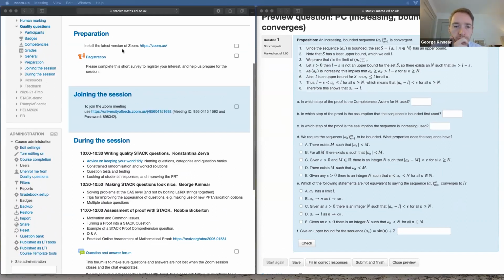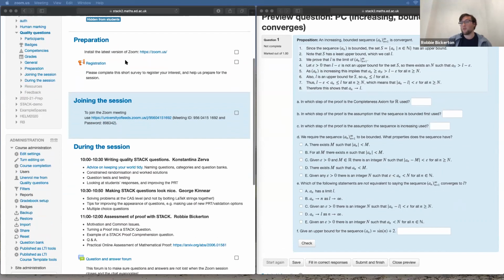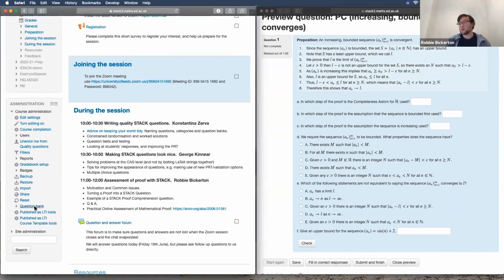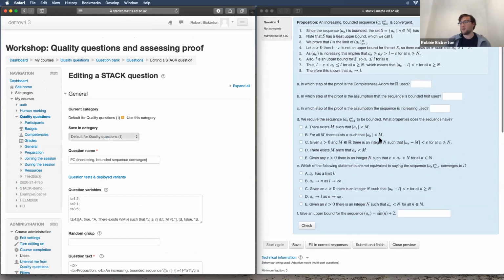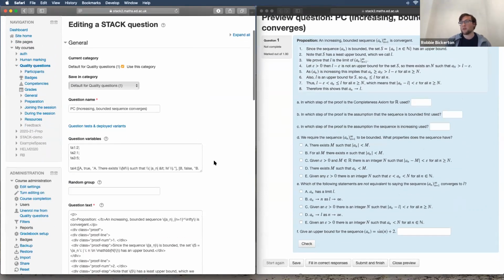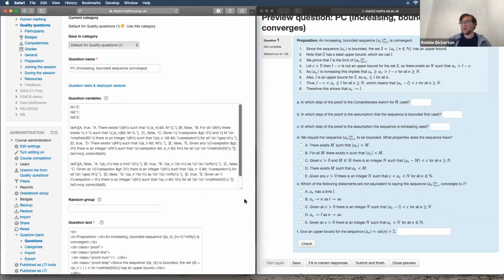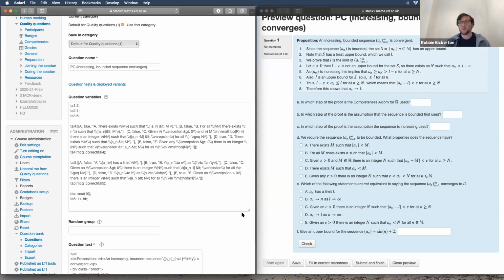Excellent. So this is just the Moodle page for this workshop. I'm going to the question bank, and I've put the proof comprehension question in the question bank to have a look at. And on the right is just the preview of what it looks like in STACK. So I thought I'd quickly go through this, even quicker because George helpfully explained exactly how to do multiple choice questions in STACK. So I don't need to explain any of this other than that the question variables here are just the answers to each part of my question, and these long lists are just the multiple choice options coming up.